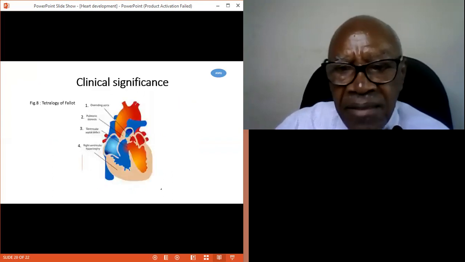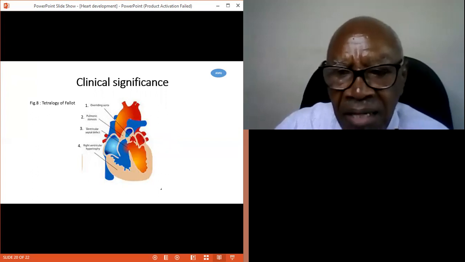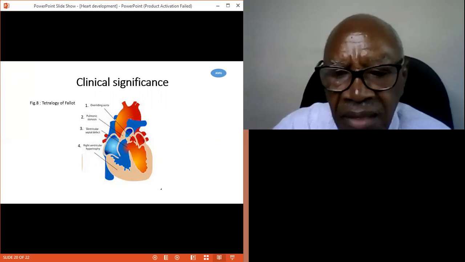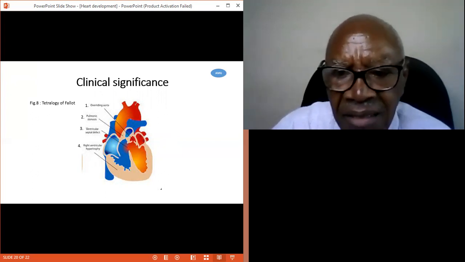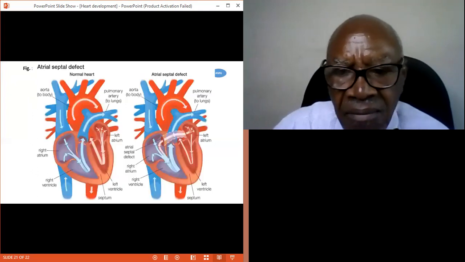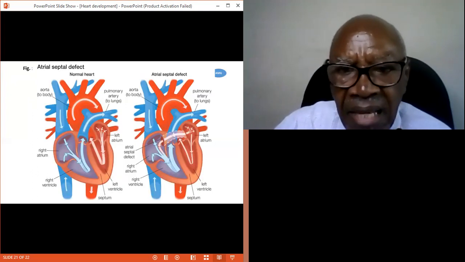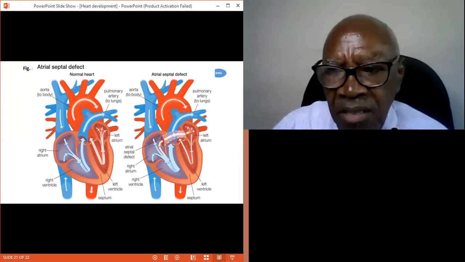Clinical significance. See the tetralogy of Fallot, where there is overriding aorta, pulmonary stenosis, and hypertrophic right ventricle. And the atrial septal defect, which is illustrated.